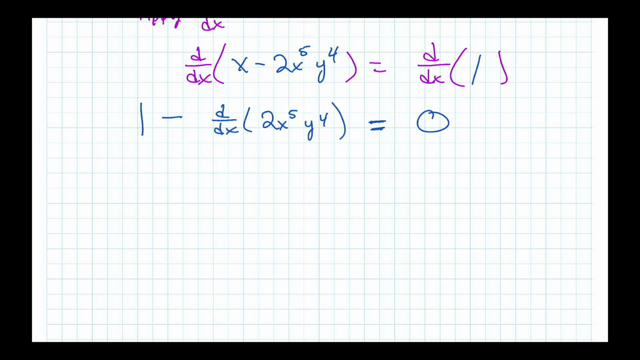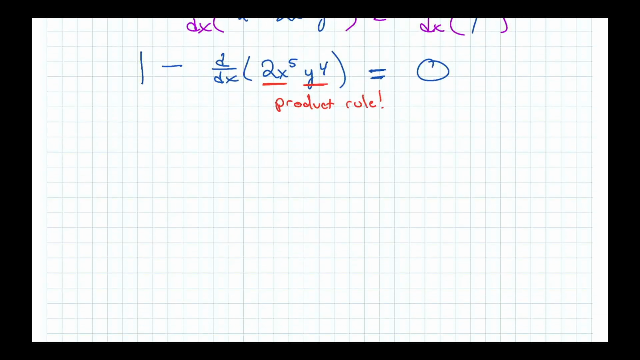You can just do it in one line. But the reason I did this is that this and this are two functions multiplied together, right? So when we take this derivative, we're going to have to use the product rule. And that's what makes this a little bit tricky. So we do the product rule. Remember the product rule: if I do fg prime, it's f prime g plus f g prime.